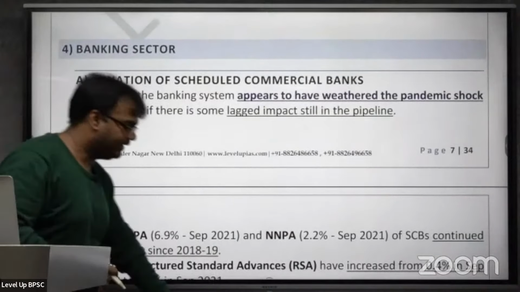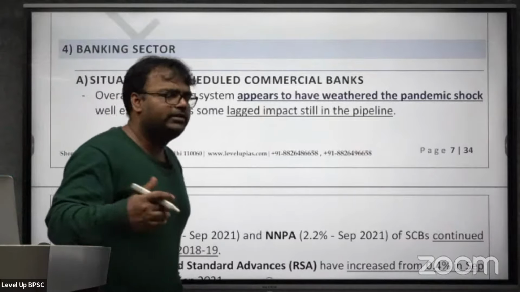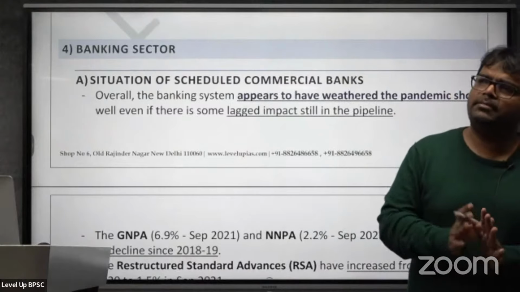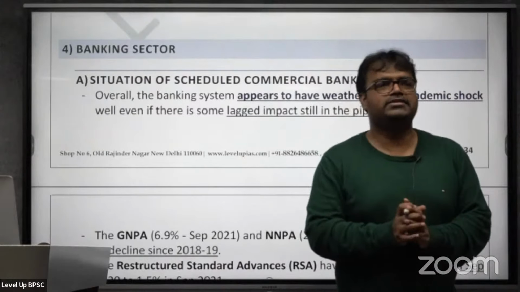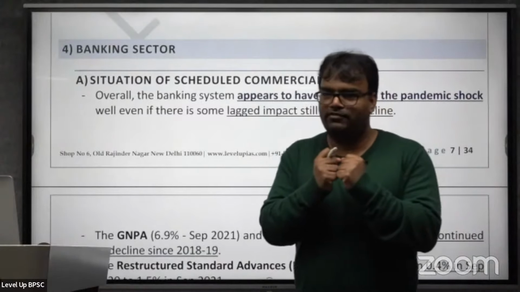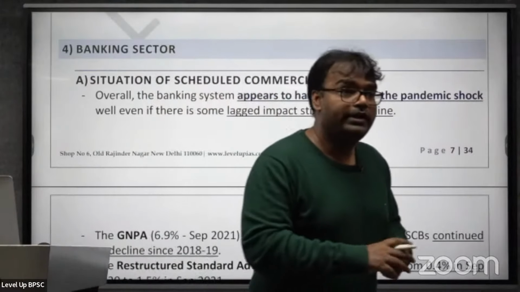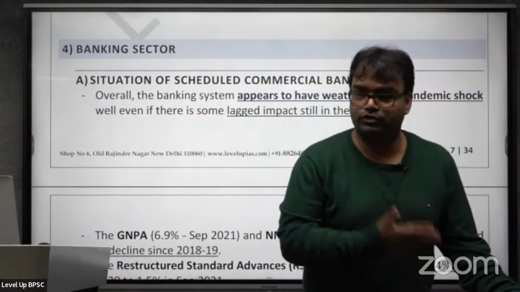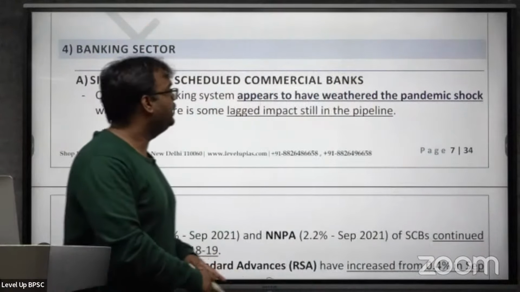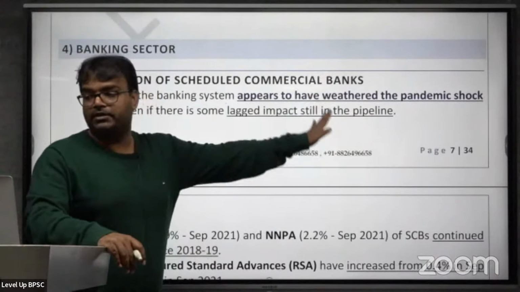Let's come to the banking sector. Some patterns in the banking sector. One thing that the Economic Survey of India says is that the banking sector has fought back against COVID-19. It has withstood the COVID-19 crisis. It was expected that because of COVID-19, NPAs would go up because a lot of businesses would suffer and would not be able to pay back their loans. But as per the data of the Economic Survey of India, the banking system appears to have weathered the pandemic shock.